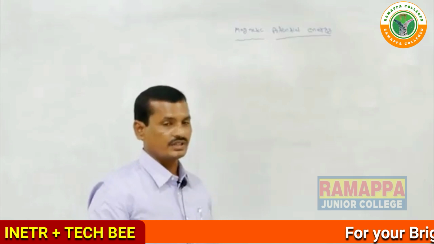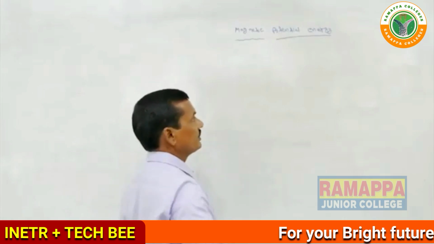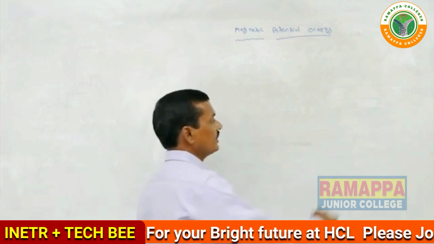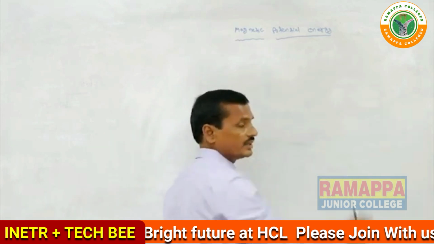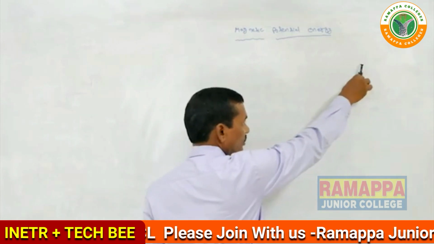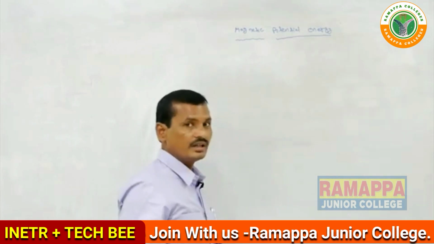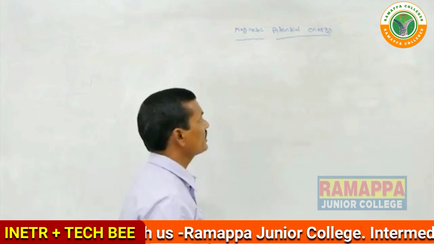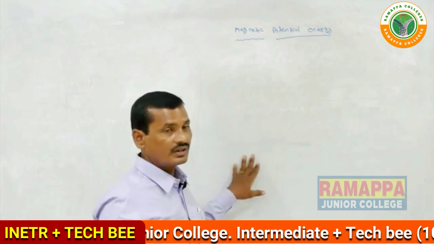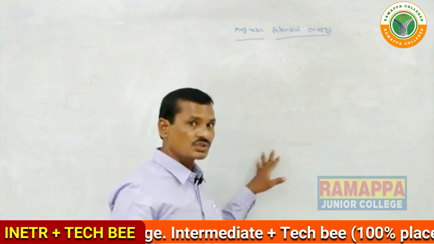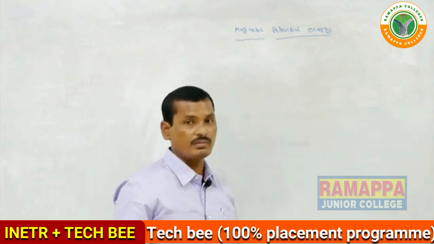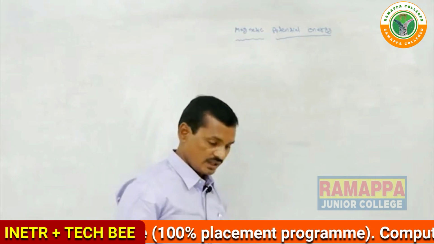Magnetic potential energy. For example, this is a magnetic field. In this magnetic field, we are keeping a magnetic compass. What happens? The magnetic compass can move. The magnetic compass can just slide. Why? Because there is some work done on the compass that is stored in the form of magnetic potential energy. Magnetic potential energy.